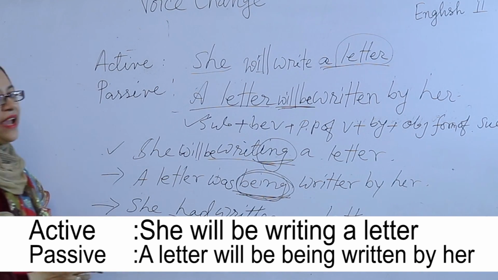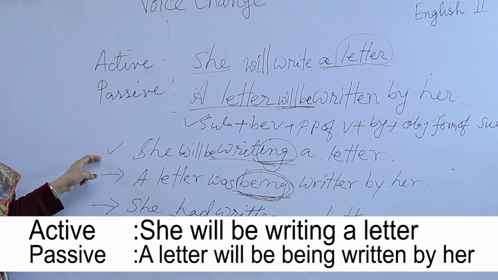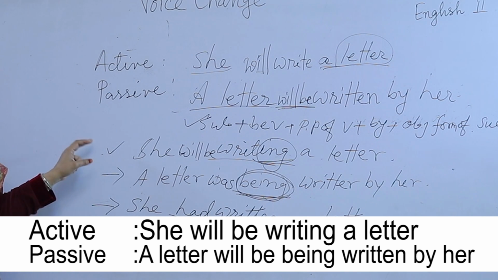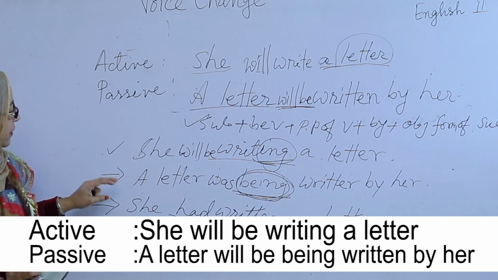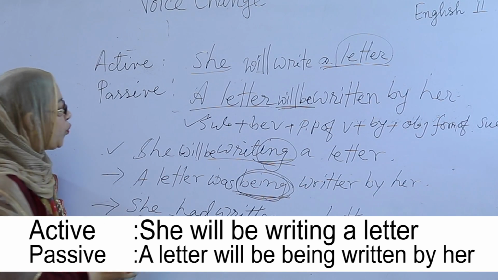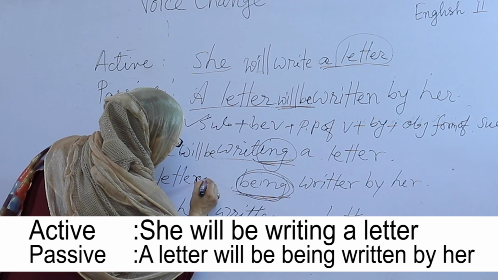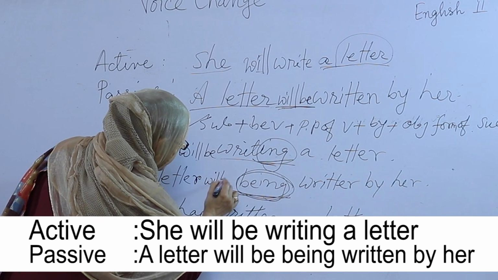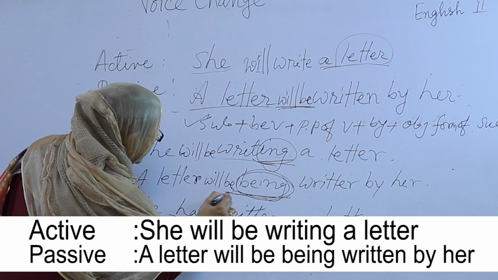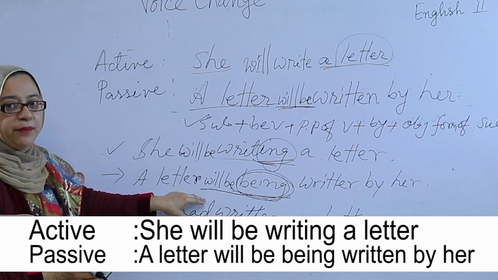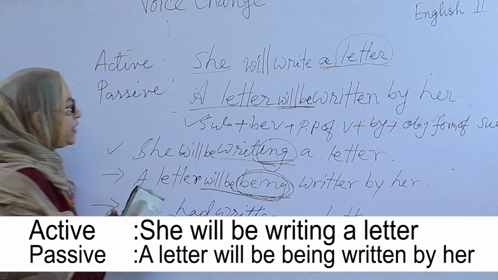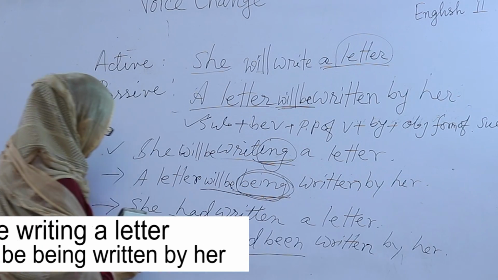She will be writing a letter. This is the future continuous form. So I turn it into passive. I use a letter will be being written by her. Only I change here: will be being written by her.